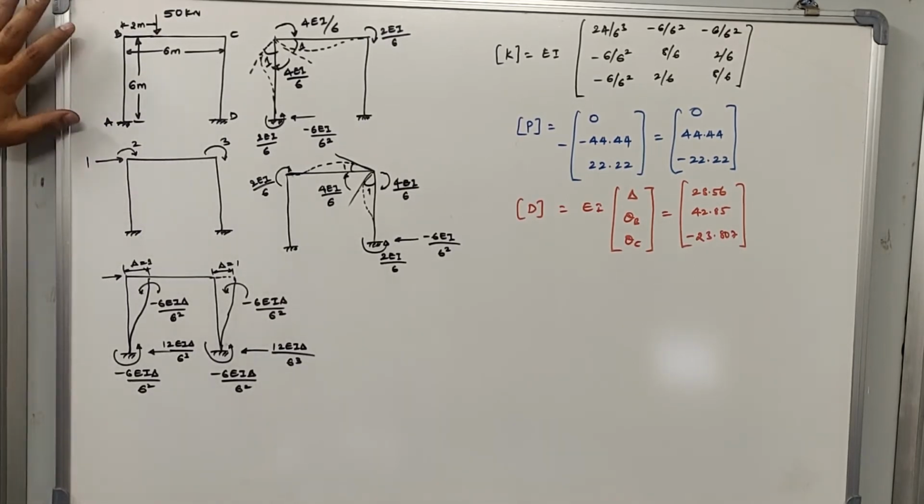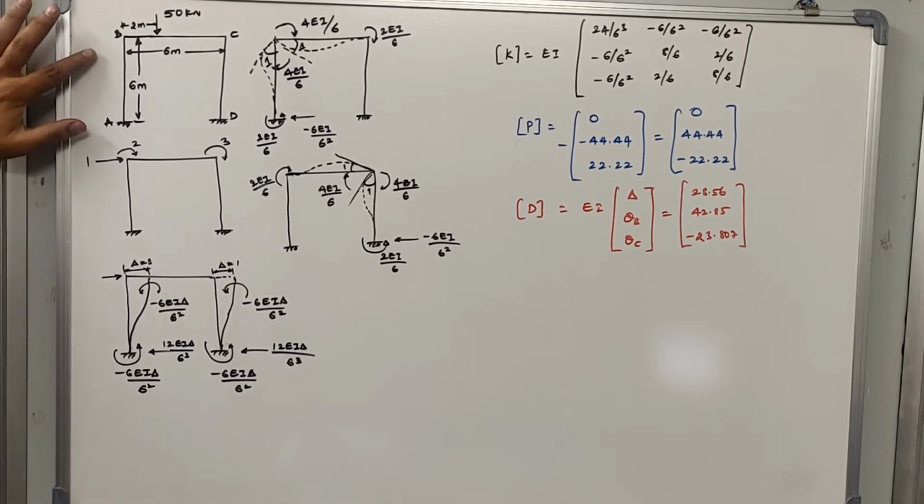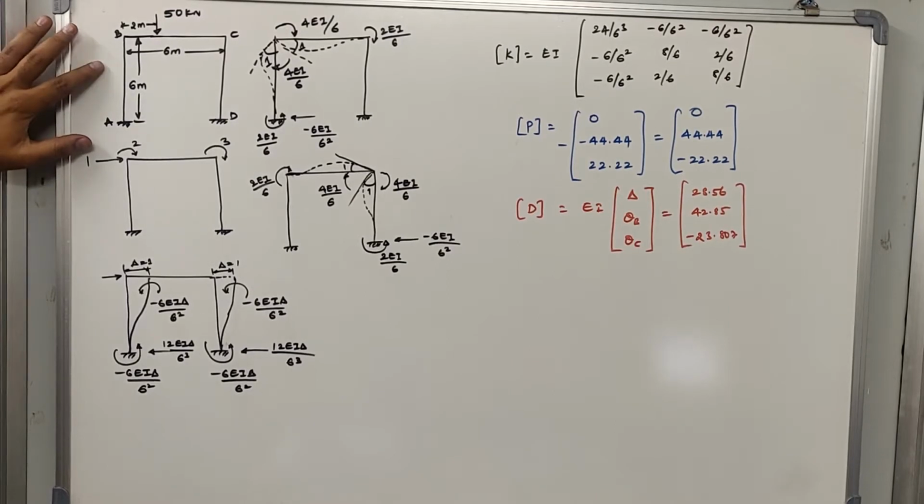Anyhow, this problem is basically solved in slope deflection also. The same problem I'm taking here so that we'll cross verify the unknown values that we calculate. Now let us take this frame, which has a concentrated load on the beam BC, and there are two columns AB and CD.